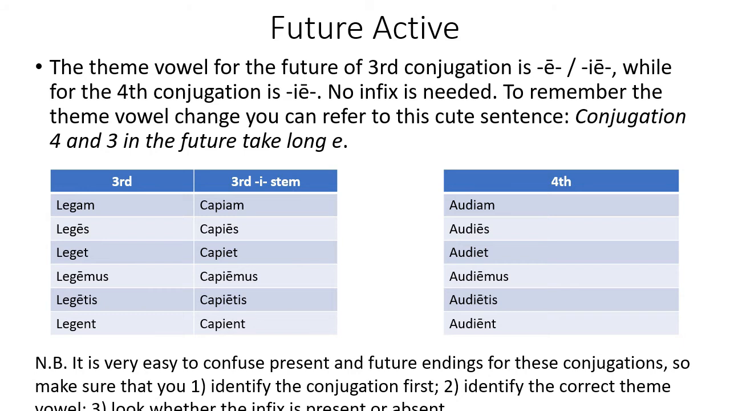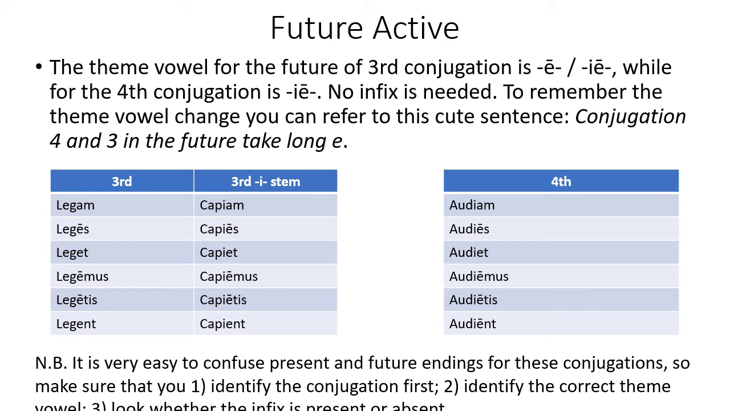The future is probably the trickiest of the three. So the theme vowel for the future of third conjugation is long e and ie for I stem verbs, while for the fourth conjugation is ie with long e. No infix is needed, and this is the difficult part.